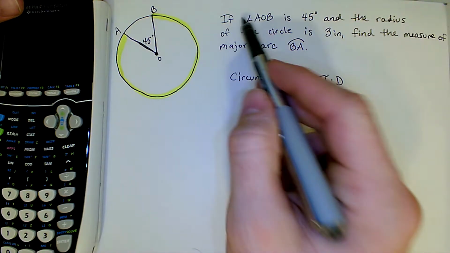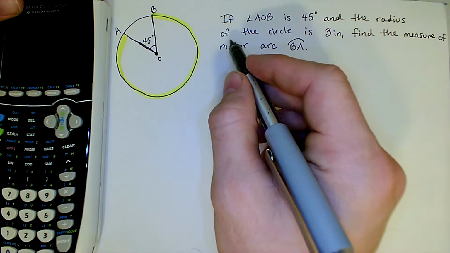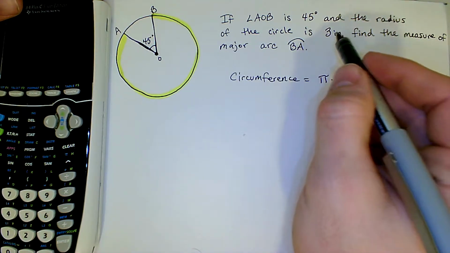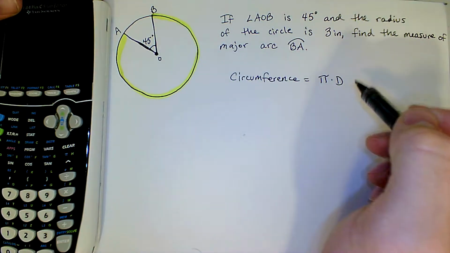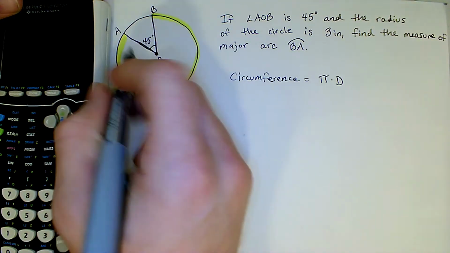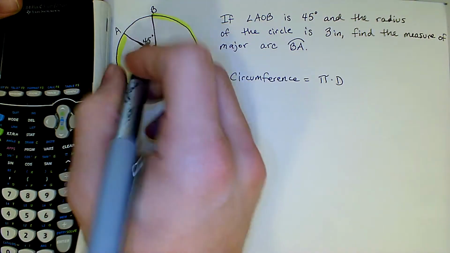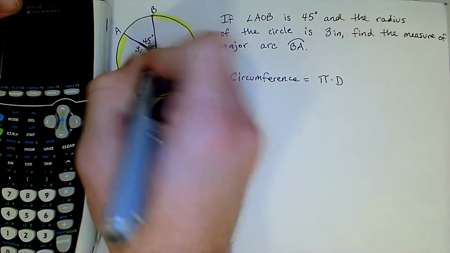And in this problem it says that angle AOB is 45 degrees, which is here, and the radius of the circle is 3 inches. Now it doesn't give me the diameter directly, but because the radius is 3 inches, I do have the diameter. And since it says the radius is 3 inches, I'm going to label my circle over here. I can either label AO or OB. I'm going to label OA, that it is 3 inches.